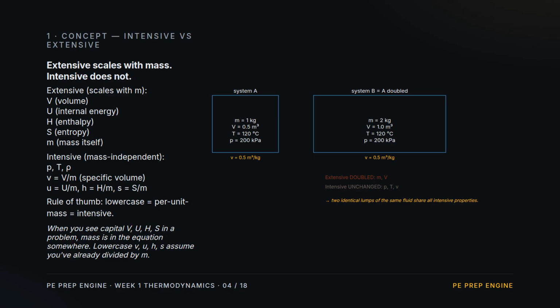Intensive versus extensive. Extensive scales with mass. Double the system, they double. Volume, mass, internal energy U, enthalpy H, entropy S. Intensive is mass independent. Pressure, temperature, density, and the lowercase specifics, v, u, h, s. The convention is strict. Uppercase extensive, lowercase intensive. See a capital, mass is in the equation. See lowercase, you've already divided by mass.